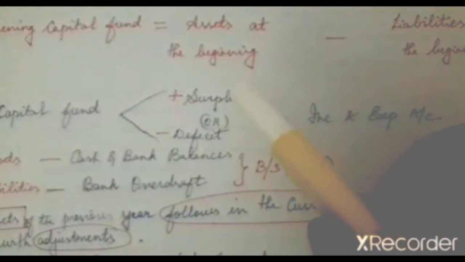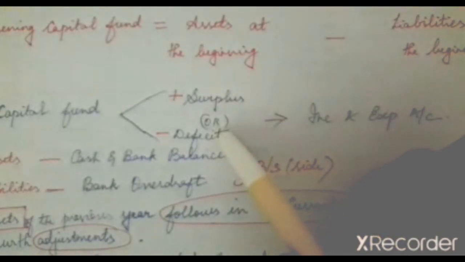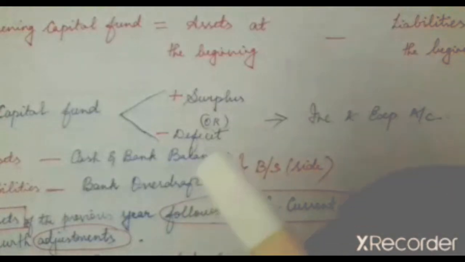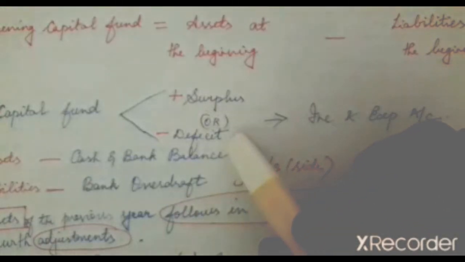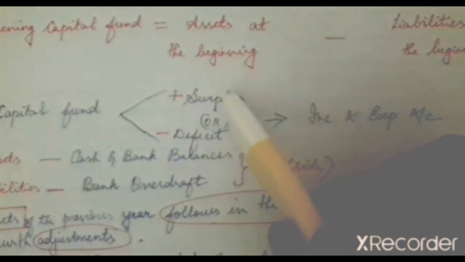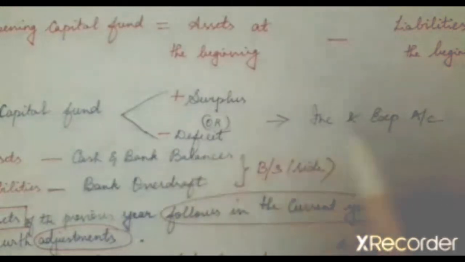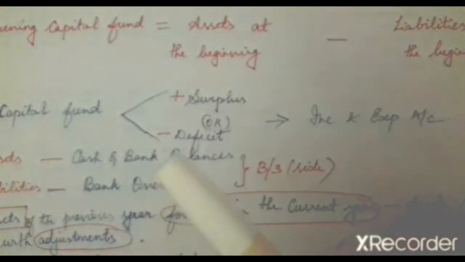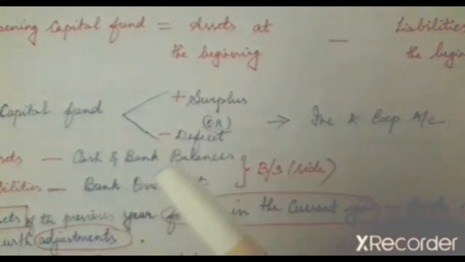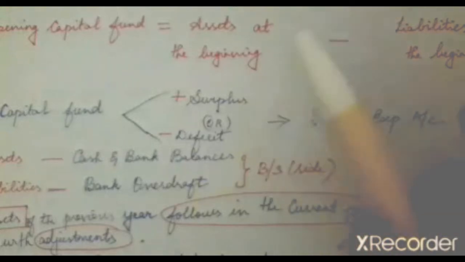So along with this capital fund, we add the surplus or deduct the deficit. Let me recall one small fact about what we normally do in the final accounts. Final accounts are the trading and profit and loss account statements. If you get a net profit or net loss, you bring that result to the balance sheet. In the liabilities part, you will find capital. Either you add net profit or deduct net loss. We do a similar thing here.